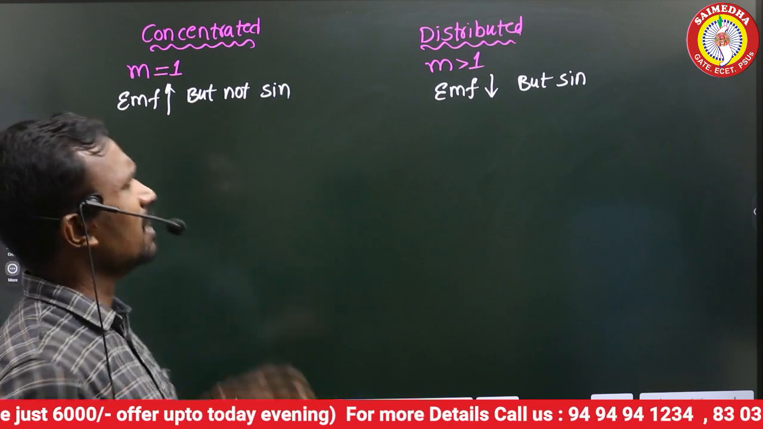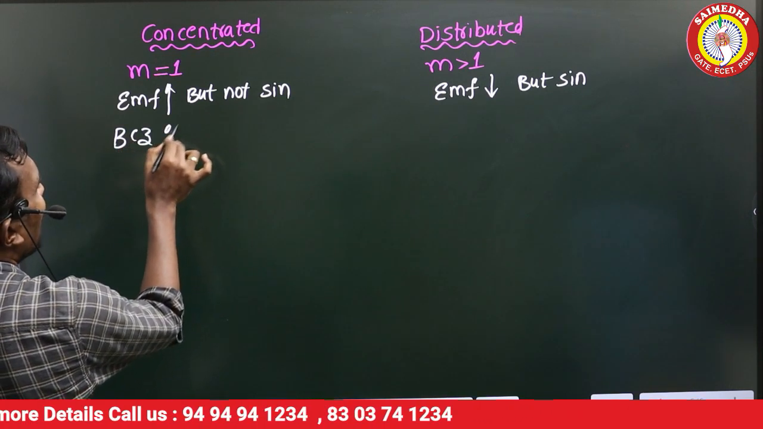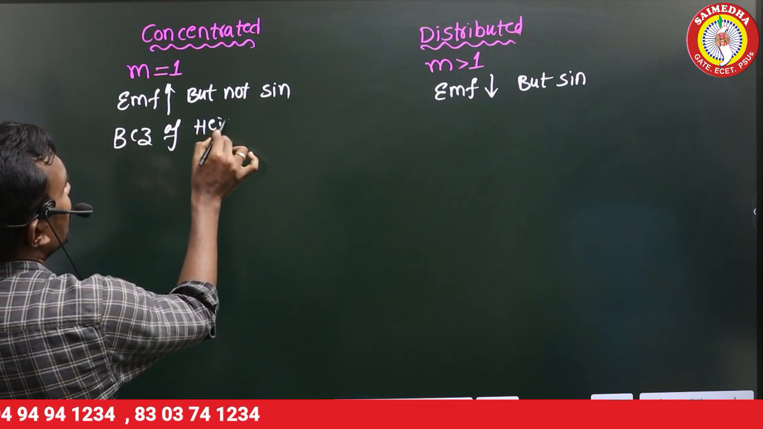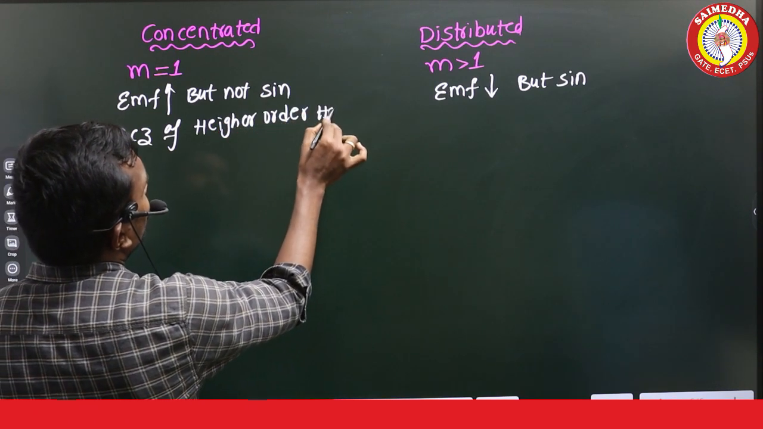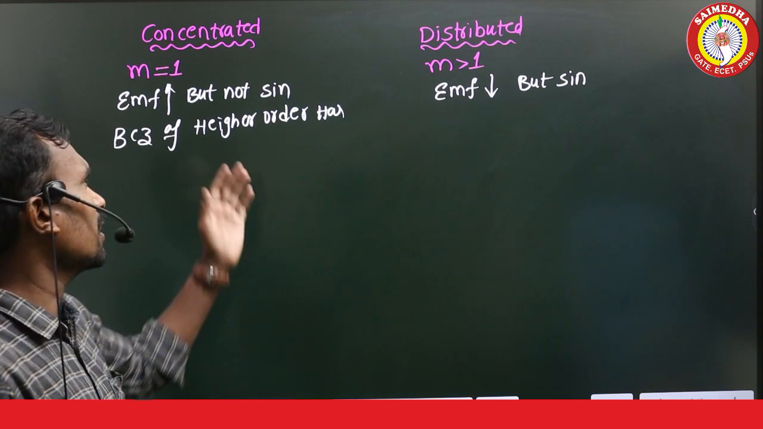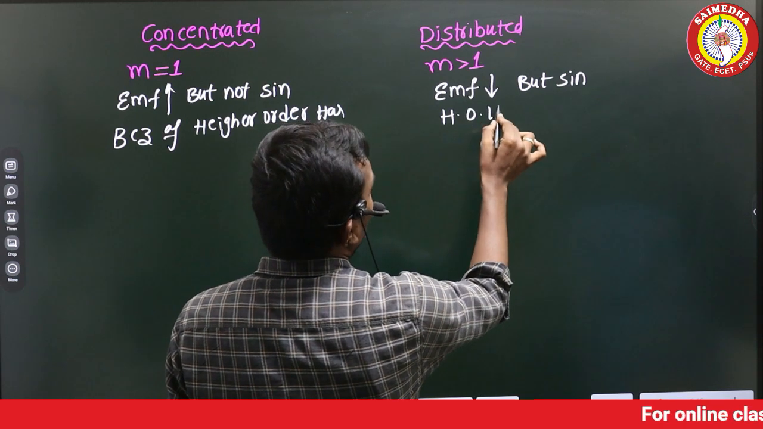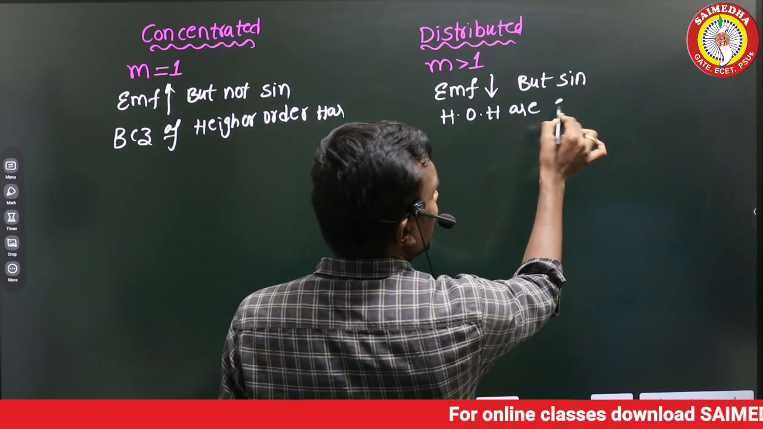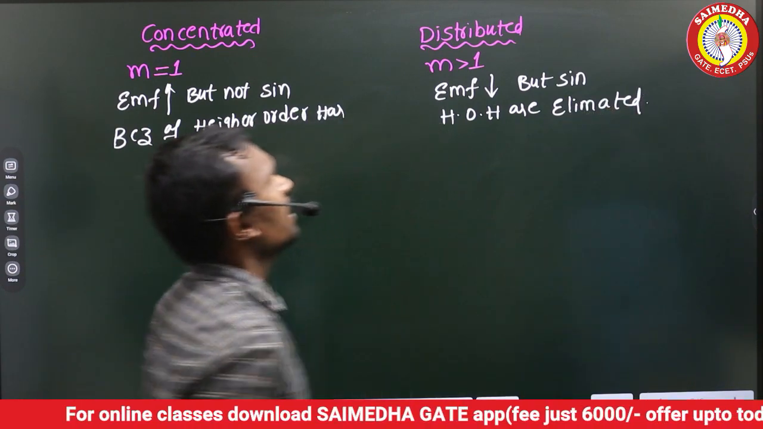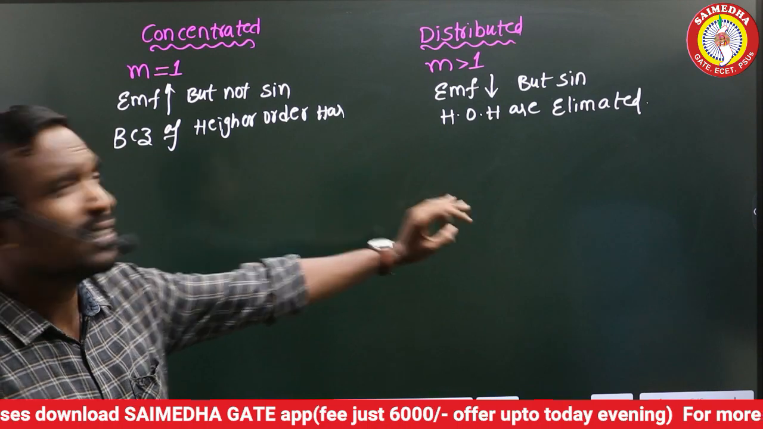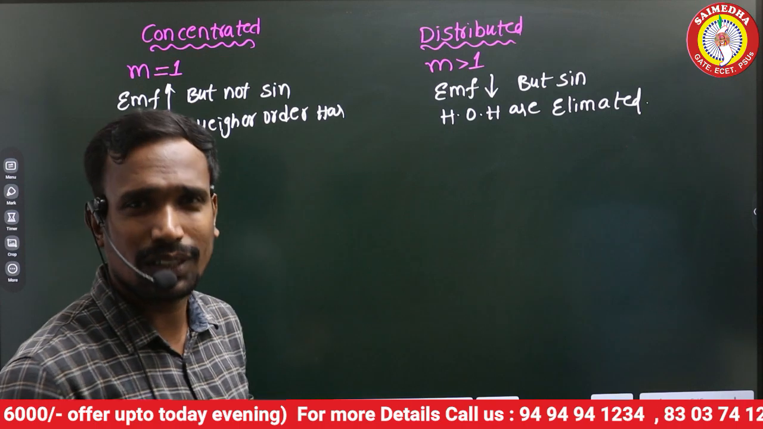Then why is this not sinusoidal? Very simple, because of higher order harmonics. Because of higher order harmonics, this will not produce a sinusoidal EMF. Here, higher order harmonics are eliminated. That's why here the EMF is sinusoidal. This is the main difference between concentrated winding and distributed winding.